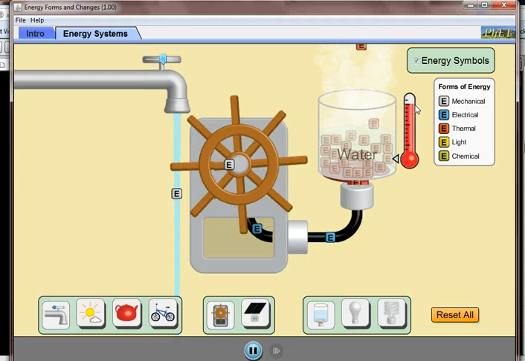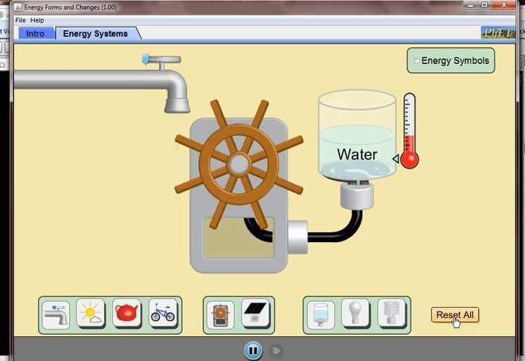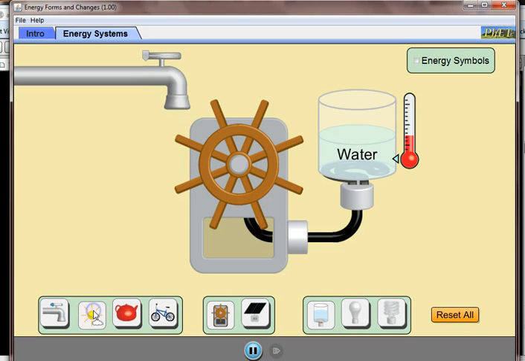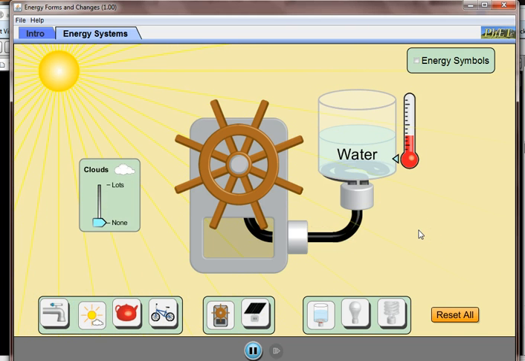Alright, so now let's do the reset. Now use sun control, so we use the sun as the source of energy. You can control how much cloud you have, how much cloud you don't want. Obviously, if you have more clouds, the sunlight is going to be less, correct? If you have no cloud, sunlight is going to be more.